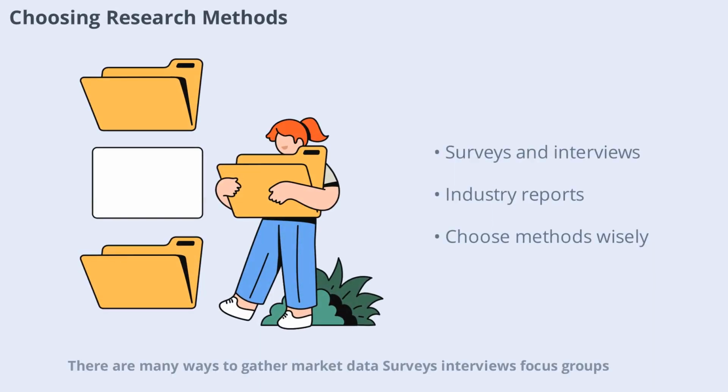There are many ways to gather market data. Surveys, interviews, focus groups, and observations are common primary research methods. For secondary research, you might use industry reports, competitor websites, or government statistics. Choosing the right methods depends on your objectives, budget, and timeline. The right mix ensures you get reliable and relevant data.